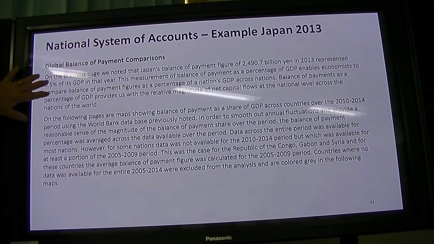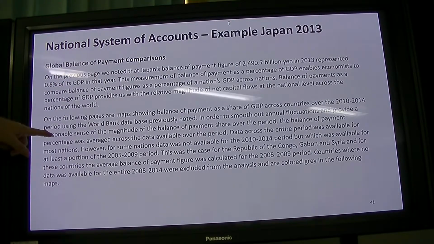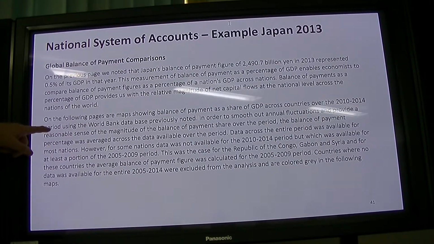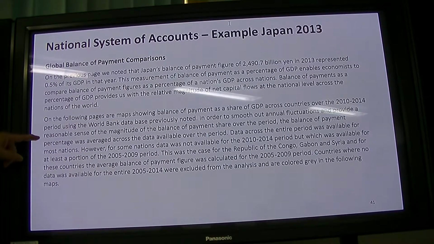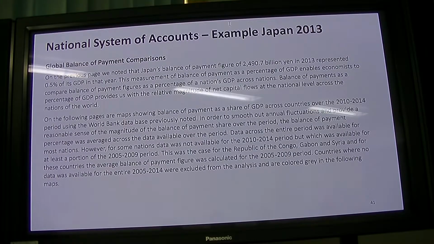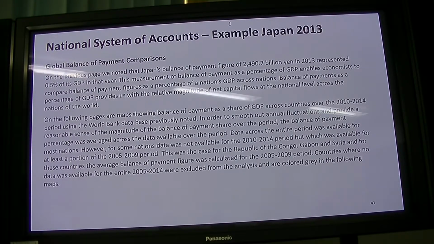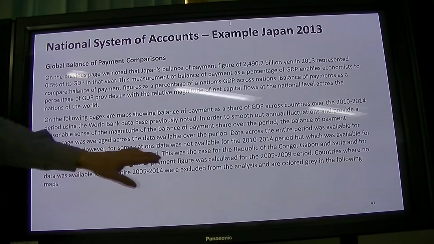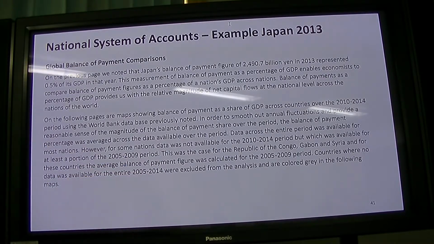I've talked about Japan's balance of payments. That was a few pages previous. But we'll show it as a share of GDP across countries for the 2010-2014 period. I used data from the World Bank to make these tables, and I averaged the balance of payments percentage across those years, because in any one year there can be a lot of ups and downs. But if you take a few years, you start getting an average picture over time. Most of that was for 2010 to 2014. There are a few exceptions that are listed here.